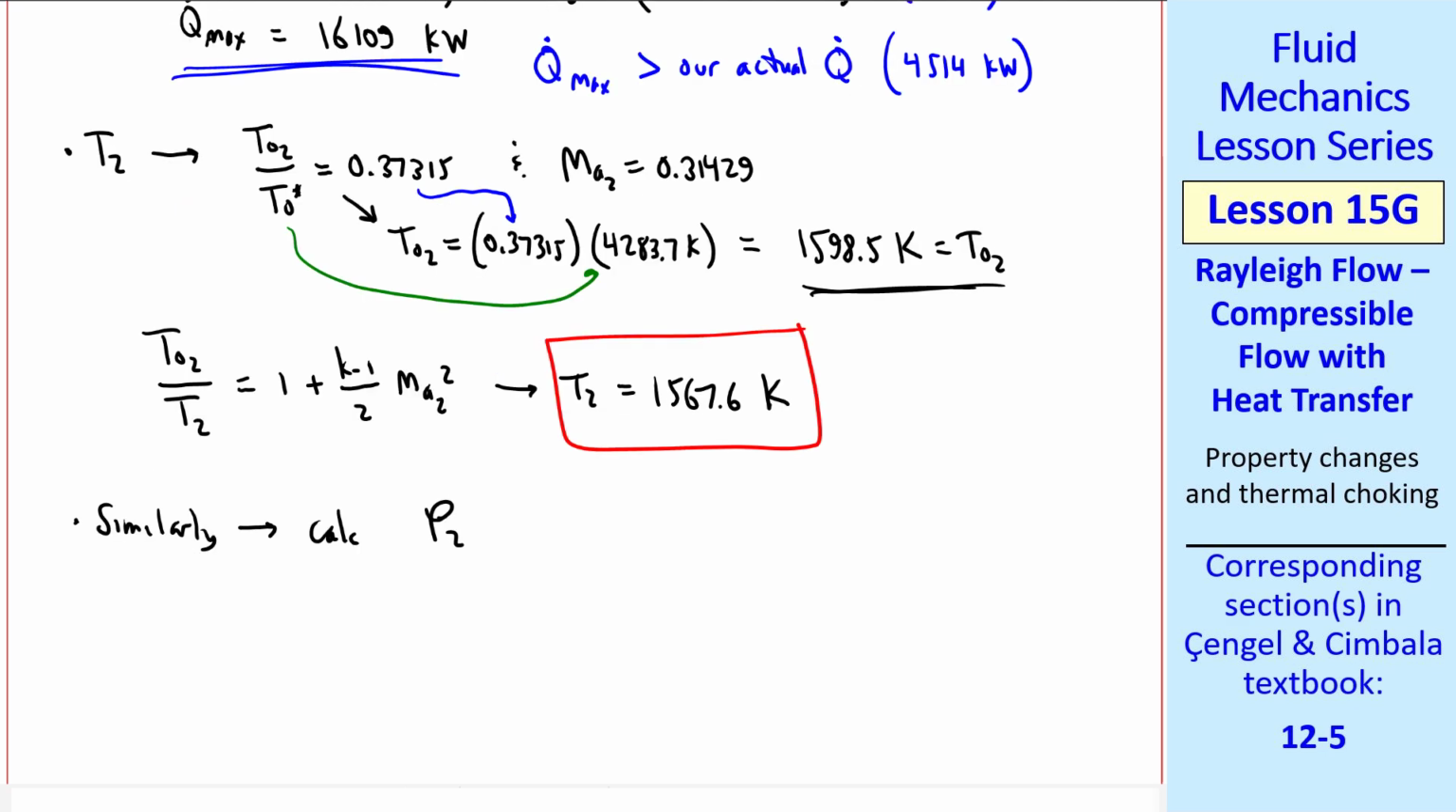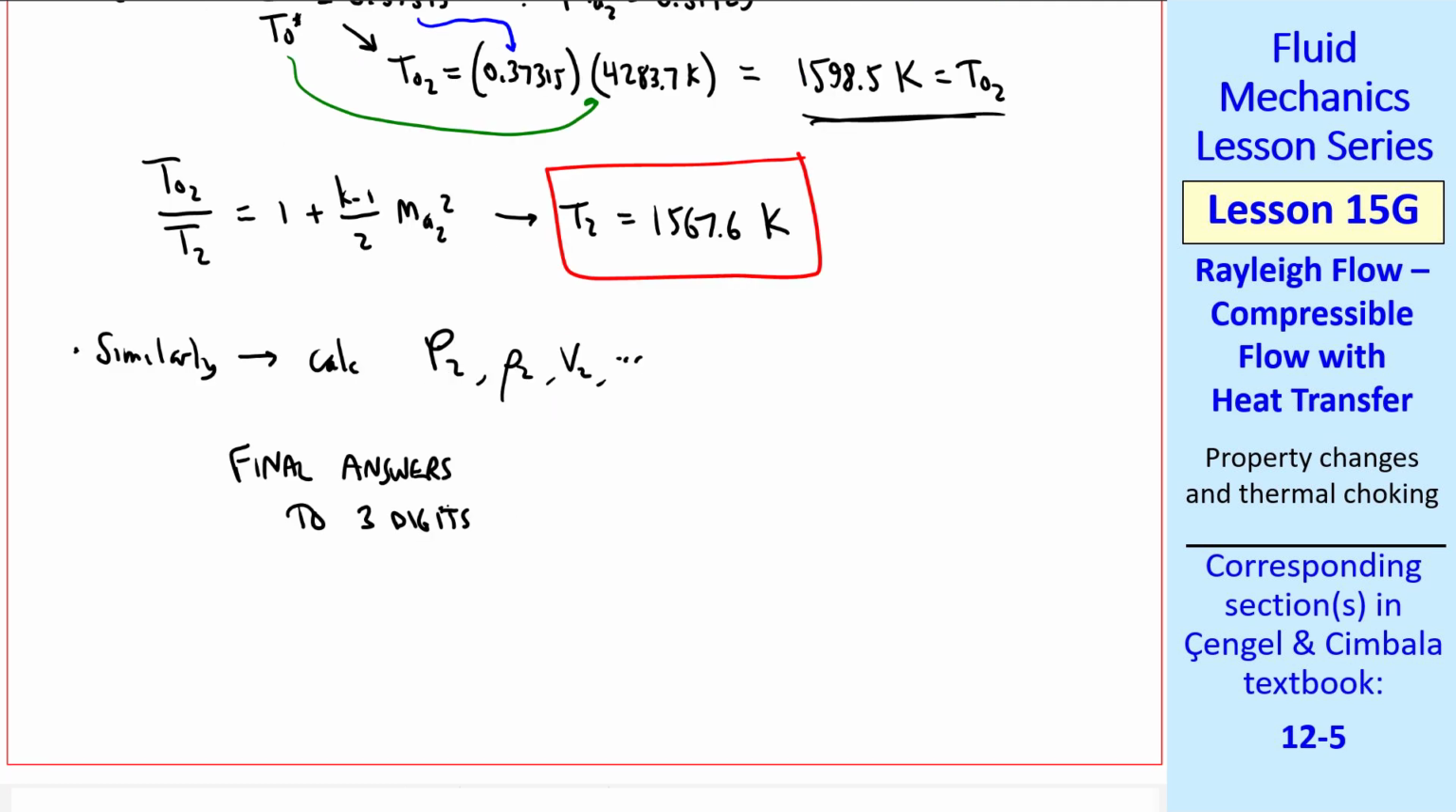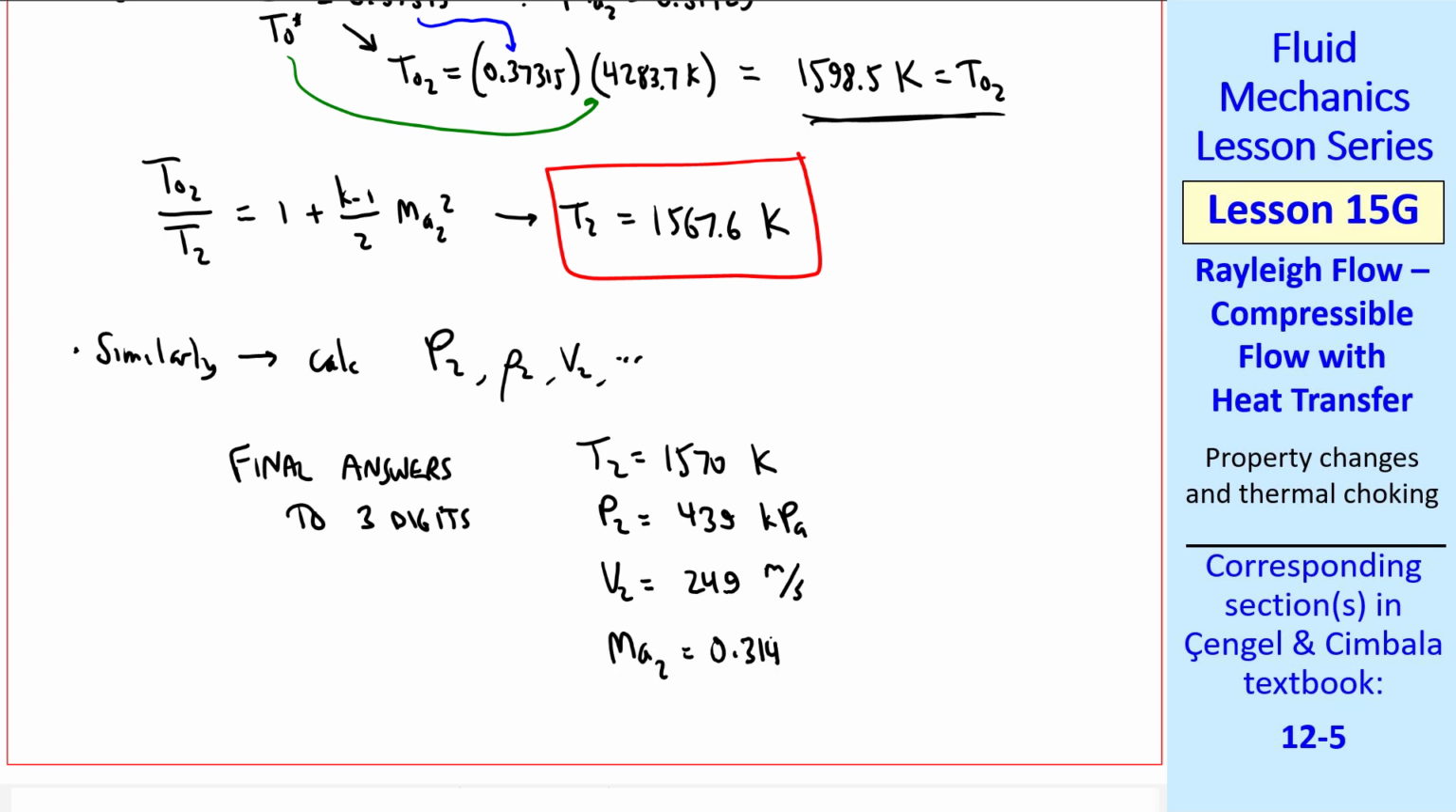Similarly, we can calculate other properties at 2. I'll summarize all my final answers to 3 digits. T2 is 1570 K, P2 is 439 kPa, V2 is 249 meters per second, and Mach number 2 is 0.314. Finally, recall that V1 was 80 meters per second, so we've greatly accelerated the flow. Mach number also went up from about 0.17 to 0.314. Temperature went up, pressure went down.